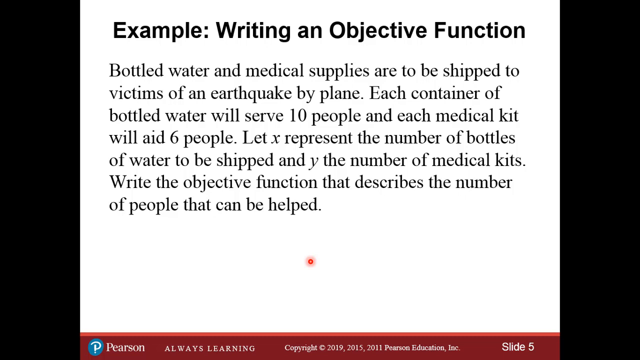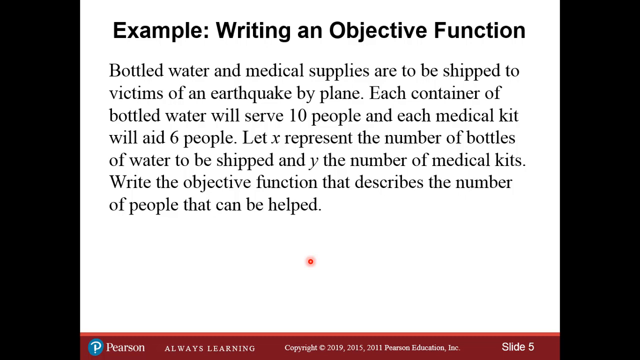So here is an example. Bottled water and medical supplies are to be shipped to victims of an earthquake by plane. Each container of bottled water will serve 10 people, and each medical kit will aid 6 people. Now let X represent the number of bottles of water to be shipped and Y be the number of medical kits to be shipped.